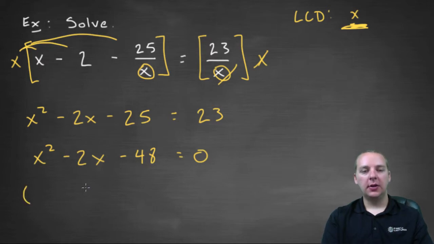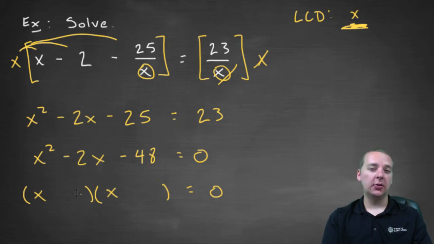And then we need to try to factor this in such a way that the first two terms, the variables, would multiply to x squared. The last two numbers should multiply to negative 48 and add to negative 2. So I think the correct two numbers would be minus 8 and plus 6. I think that would work out just fine. Yeah, negative 8 times 6 would be negative 48, and negative 8 plus 6 is negative 2.